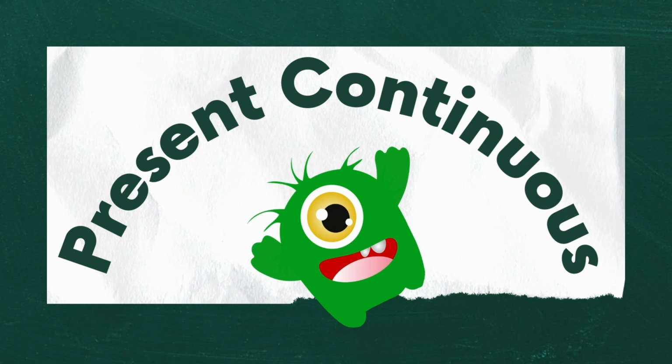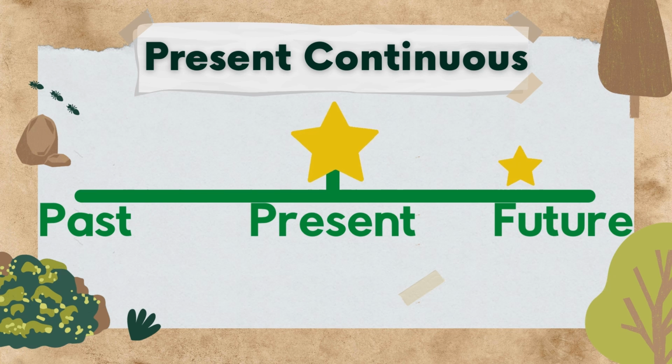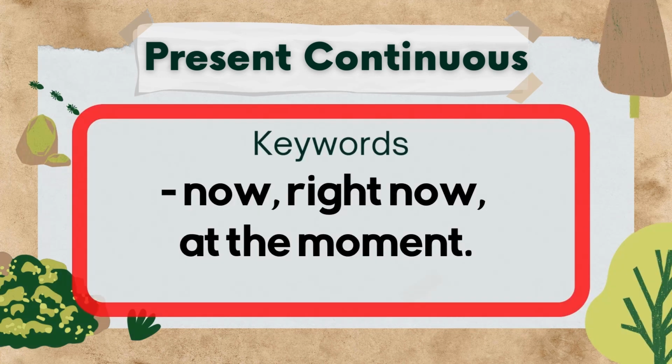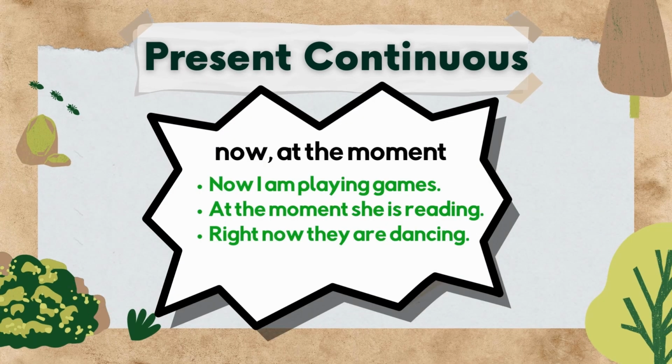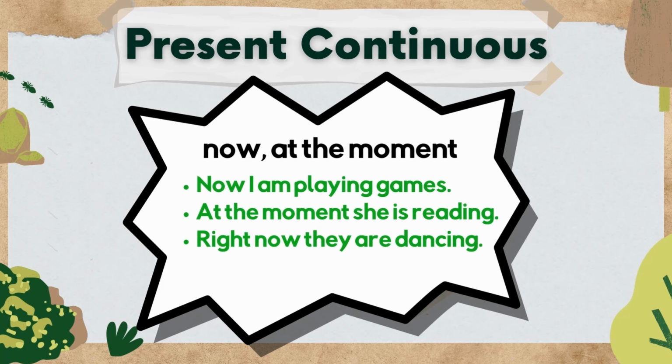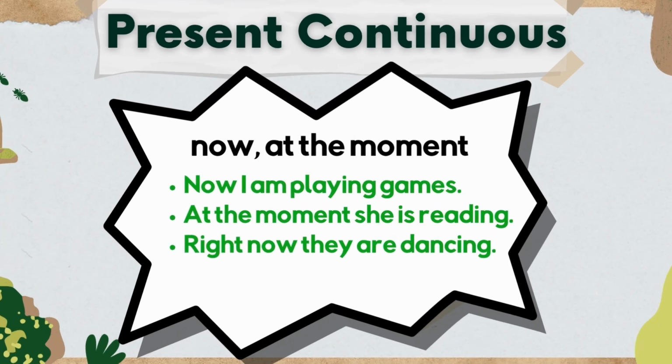The next tense we're going to look at is the present continuous. The present continuous tense takes place right now in the present, and it can sometimes be used in the future. The key words are now, right now, or at the moment. We use the present continuous for actions that are happening now or at the moment.